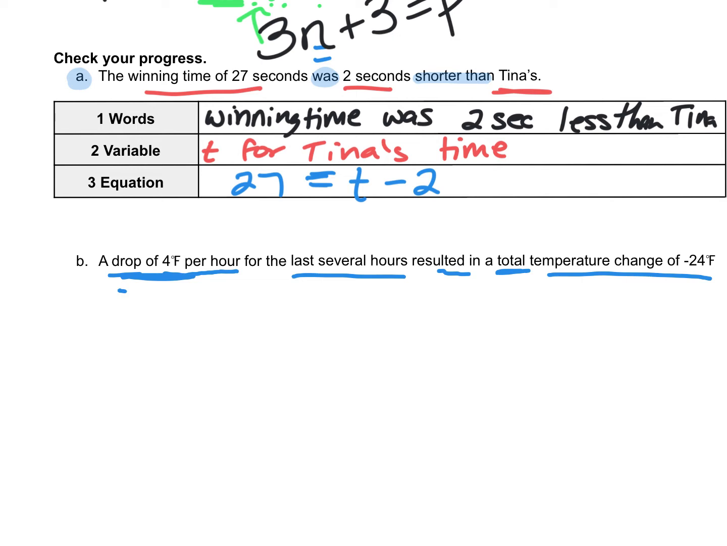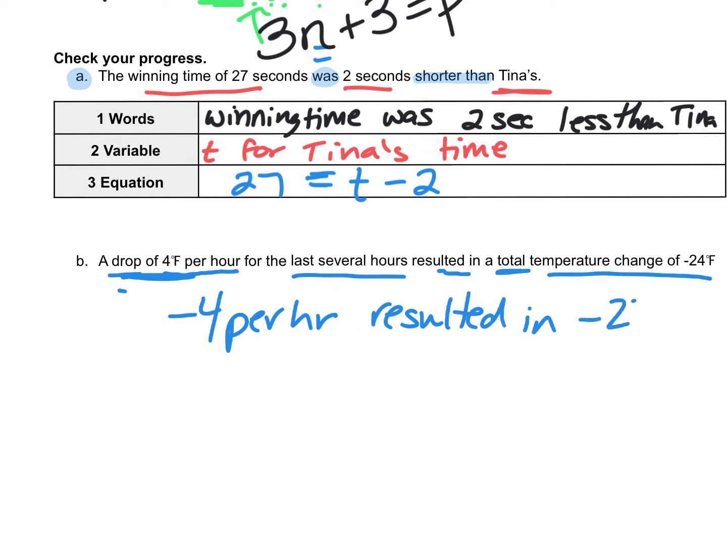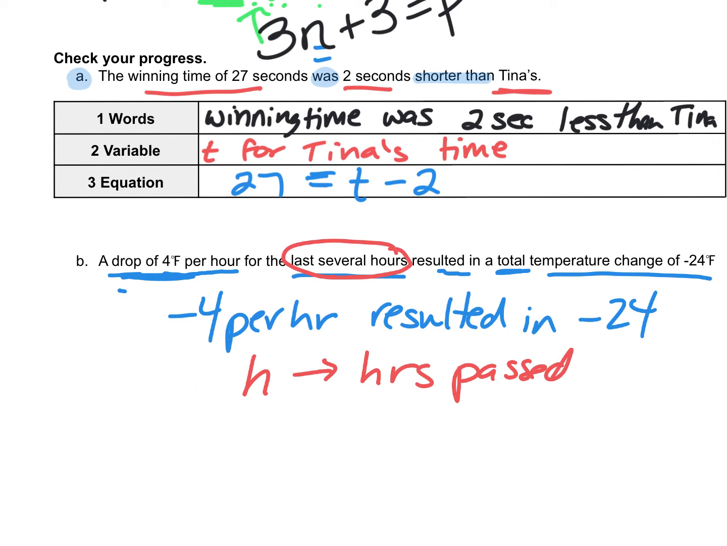So this is kind of rewriting it. This is what I know. I know we went down 4 degrees per hour, and that resulted in a drop of 24. I kind of just shortened it. So what I know is that we don't know how many hours passed. So I'm going to let H represent hours passed. I do know that it was -4 every 1 hour. So I'm going to do -4 times the number of hours that pass, and that should give me that -24.